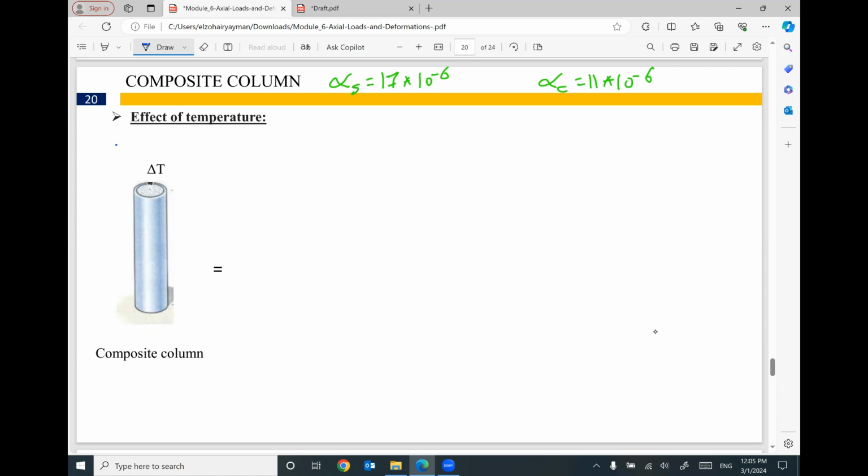Thank you guys for joining me today. In this video, I will go through the effect of temperature on the composite column.